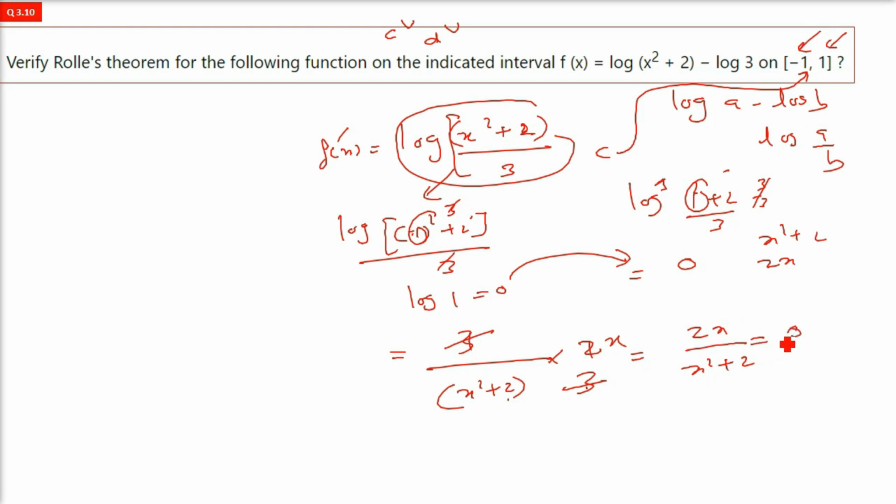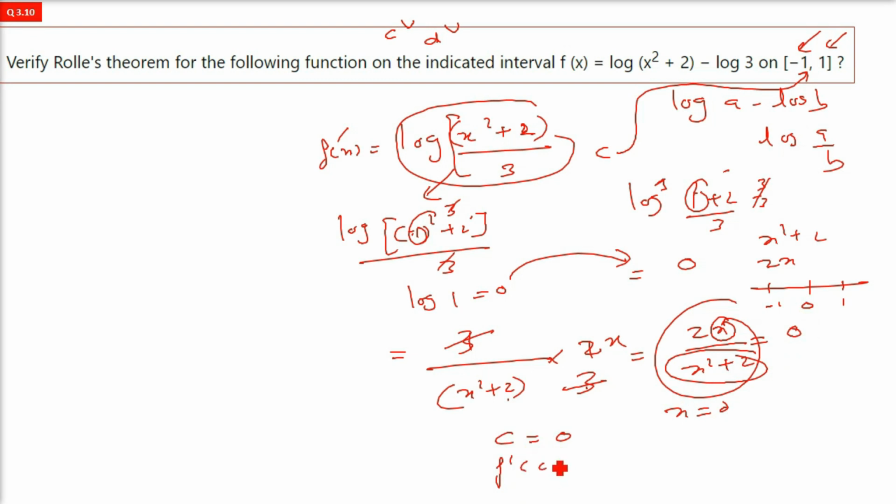I hope you got the idea. So this log kind of function, we have simplified it. We have said it is continuous and differentiable. Then we took −1 and 1, placed the values, and tried to find out whether they are equal to one another or not, and they are actually equal. Then we differentiated it. We found x as 0, and that is between −1 and 1. So c is equal to 0. Hence, Rolle's theorem is verified, and we have shown it also.